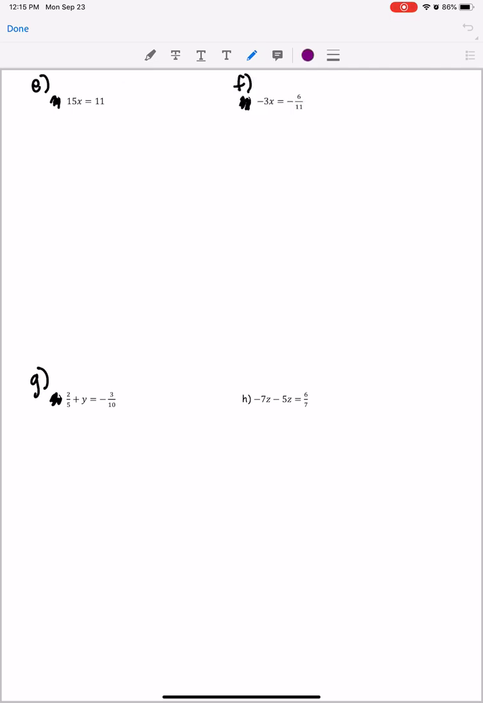Okay, here on E, we have 15x equals 11. There's no fraction here. Just solve this. 15 times x equals 11. So how do you get x by itself? We need to divide this 15 over. So I get x equals, can we reduce? Well, no, because 11 is a prime number. So I've got x equals 11 over 15.